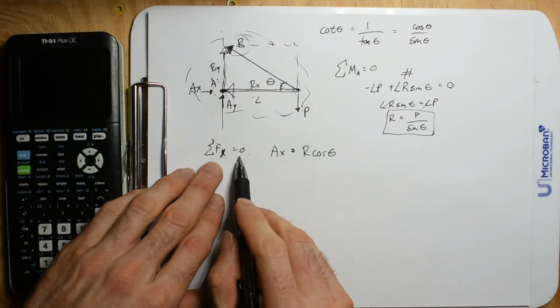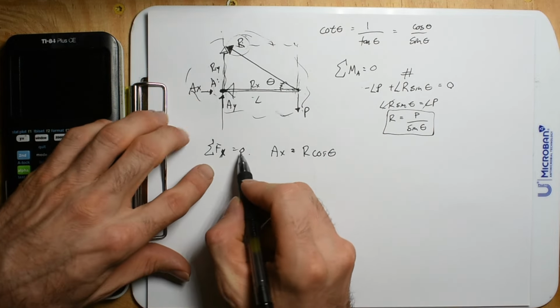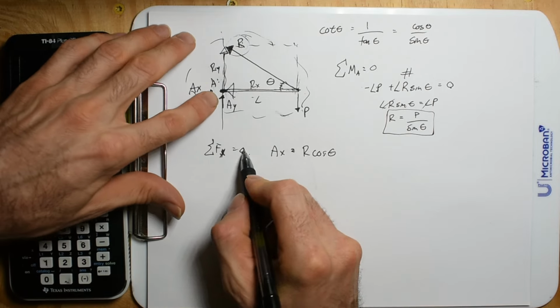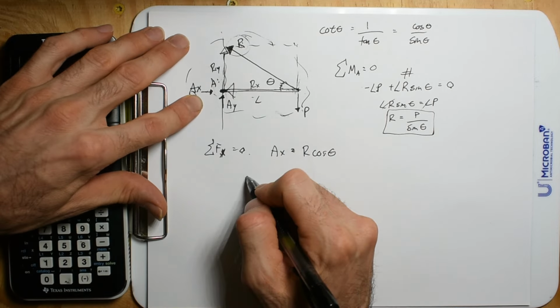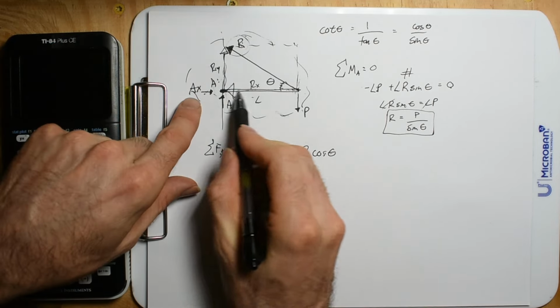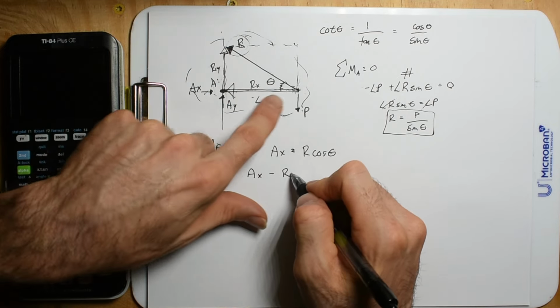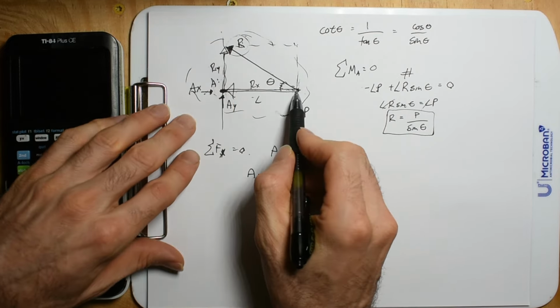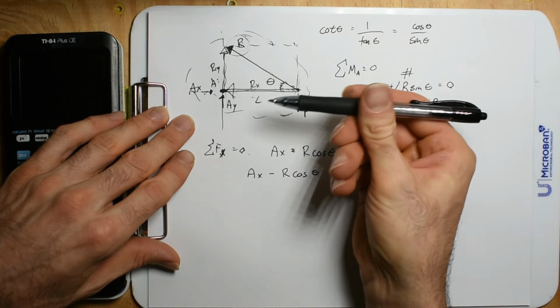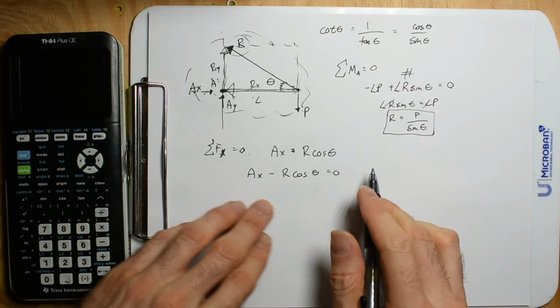Instead of saying they're equal, if we said the sum of the forces is equal to 0, obviously this AX is in the positive direction, and then we're subtracting this R cosine theta component, the component that's going in that direction. And that's going to equal 0.